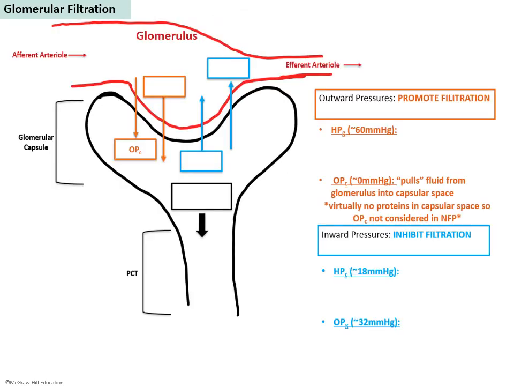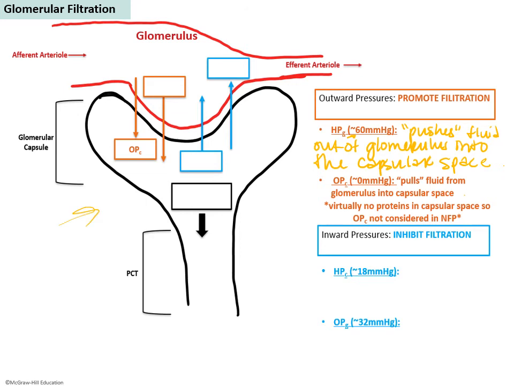So let's go ahead and fill this out on our diagram. I typed things up here just so it's clearer for you guys to see what's going on. So let's talk about our hydrostatic pressure of the glomerulus. Like I said, it's about 60 millimeters of mercury, and this is going to push fluid out of the glomerulus into the capsular space. So let's fill this out on our diagram over here.